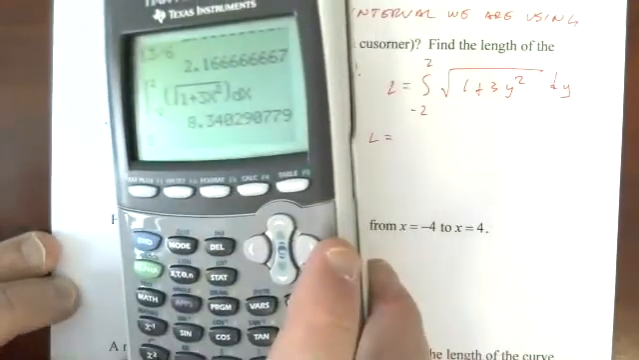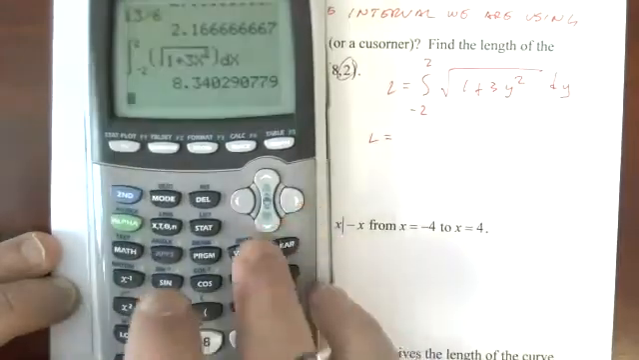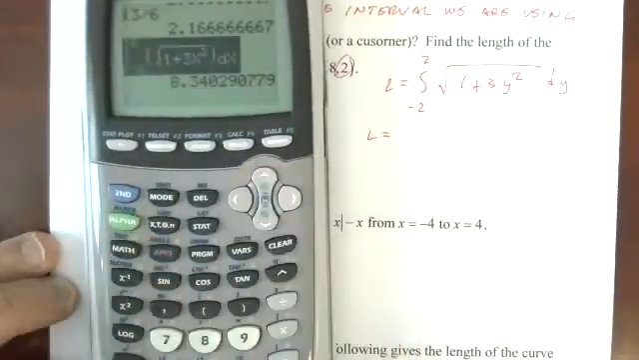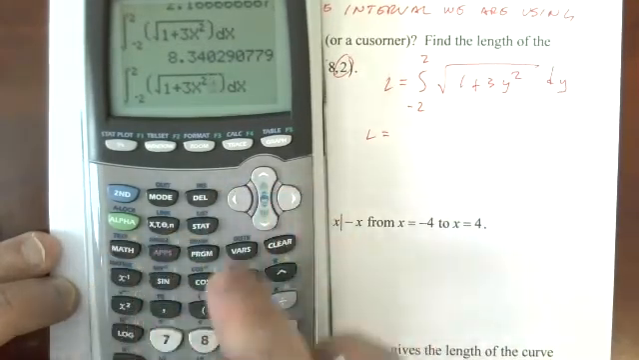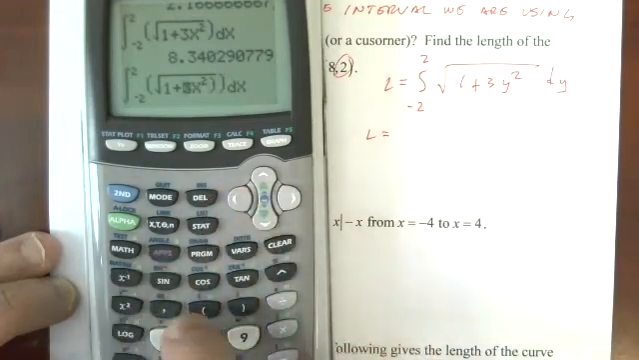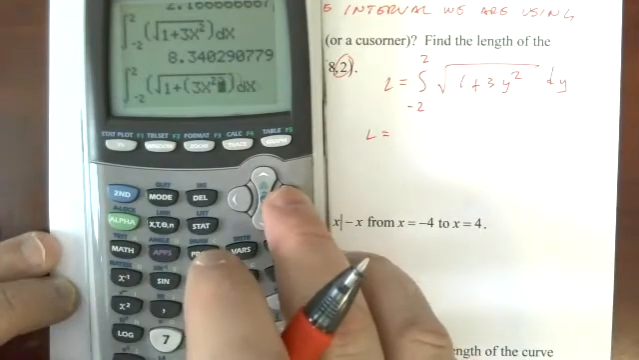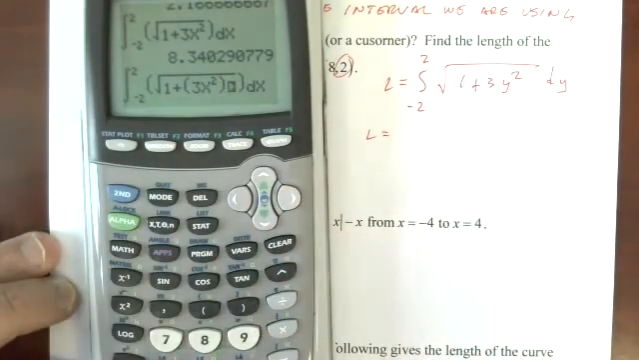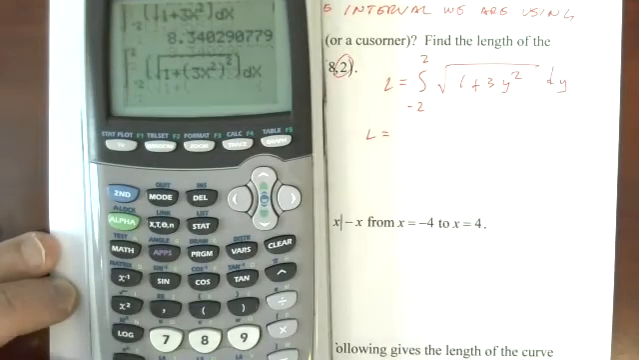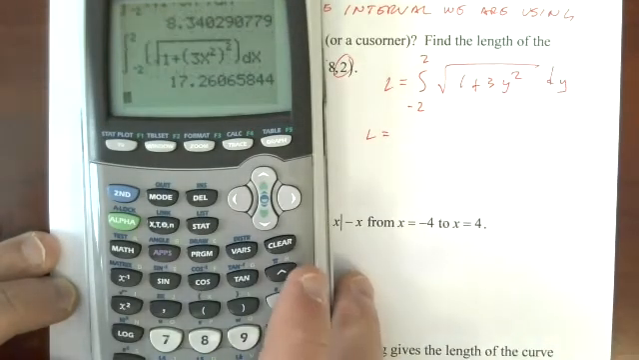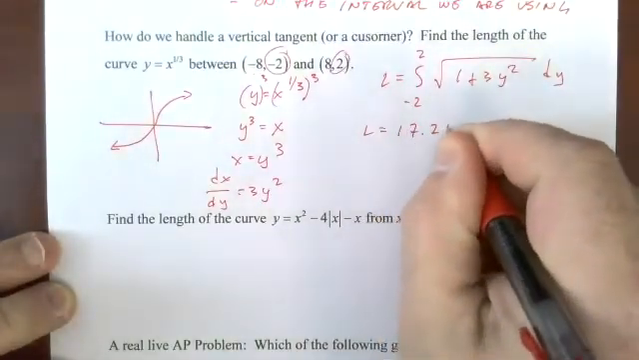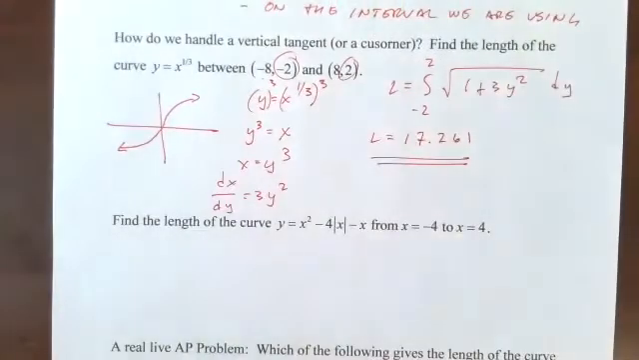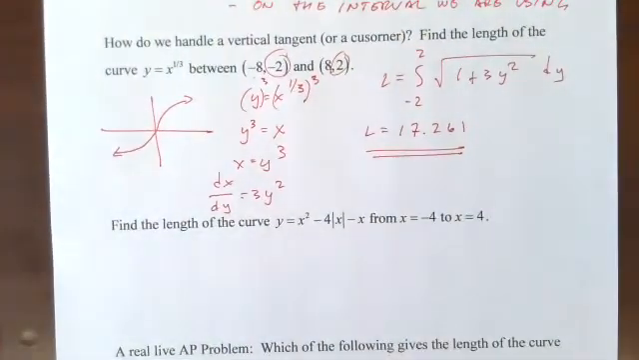You don't need y. It doesn't really care. 8.340. I think I did something wrong. Yep, forgot to square it. Yeah, well, consider that practice. That's right, and then square it again. 17.261. Linear units which weren't given. Nice, glad I made that mistake.